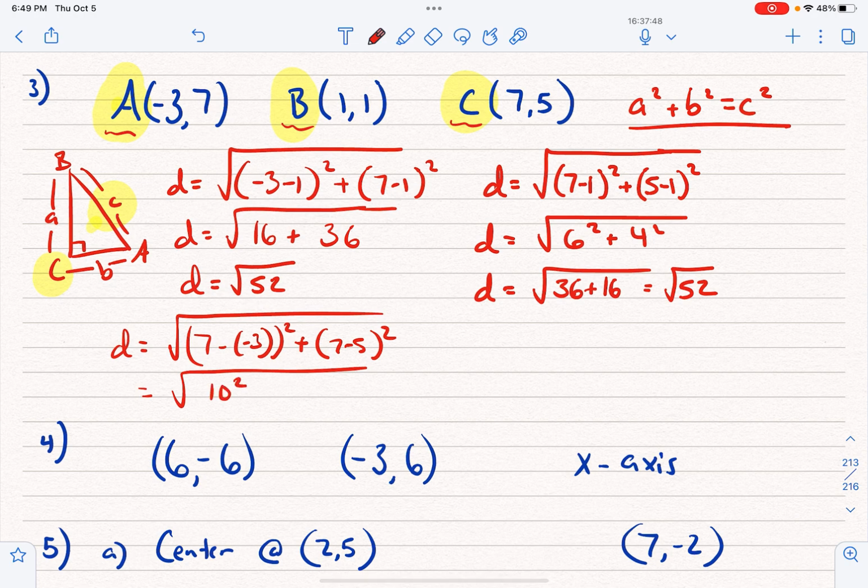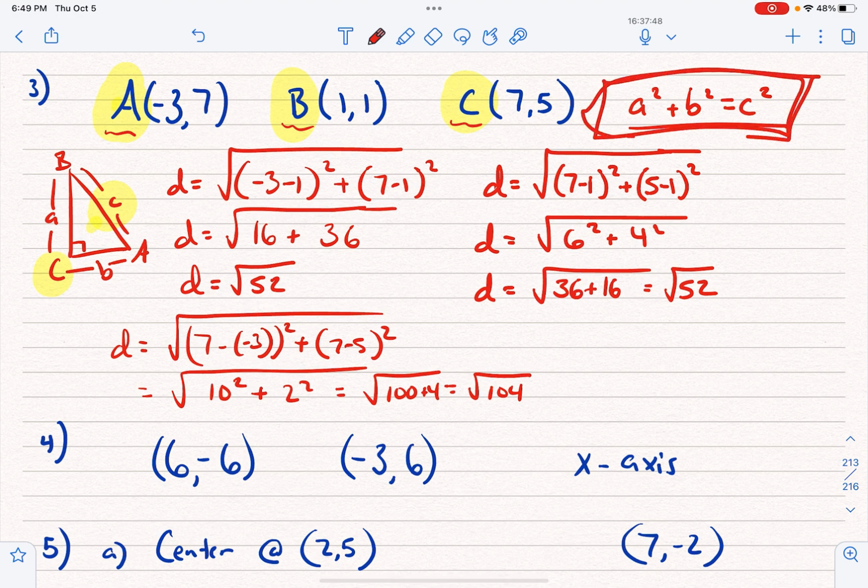So we have 10 squared. 7 minus 5 is 2 squared. So that's going to give me 100 plus 4, which is 104. Now, how nice is this? Because we plug these into this formula, a squared plus b squared equals c squared, we get to square each one of these, which drops the radical.